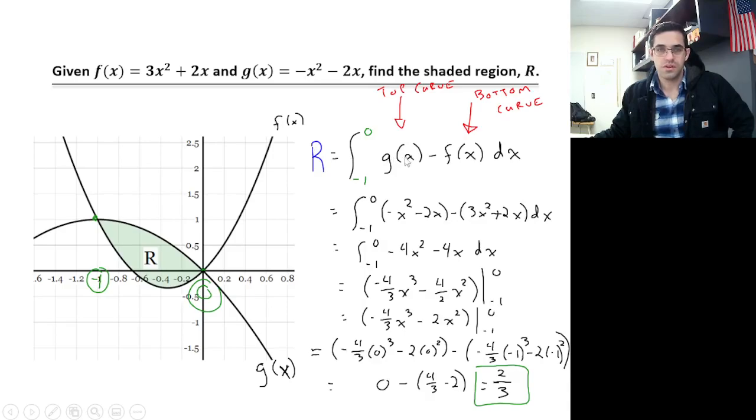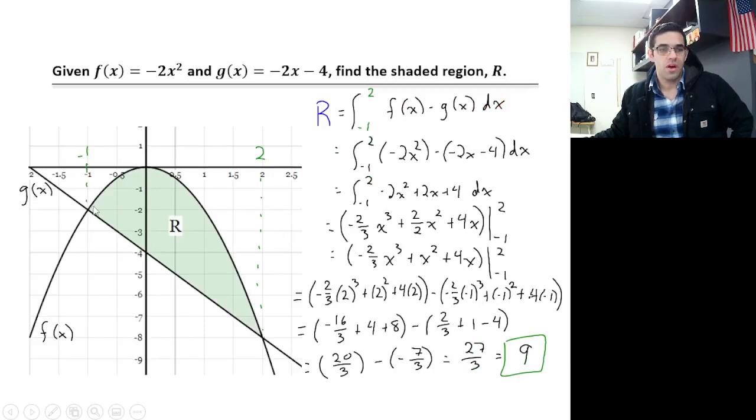When I set up this integral, I'm going to do the top curve minus the bottom curve. So g of x minus f of x dx. So here's our setup for finding the area between the curves. I'm going to substitute in negative x squared minus 2x for g of x. I'm going to substitute in 3x squared plus 2x for f of x. And I'm going to perform the subtraction and simplify our polynomial. I'm going to integrate on the interval of negative 1 to 0. So I'll do those calculations, plug in 0, and then plug in negative 1 and find the difference. We end up with an area of 2/3. We're not really given a unit of measure, so we can't put a unit of measure.